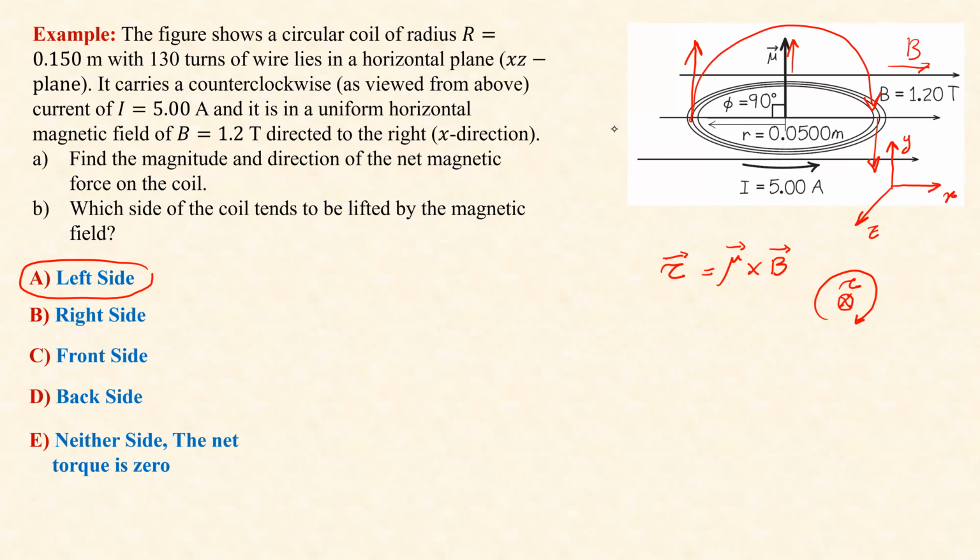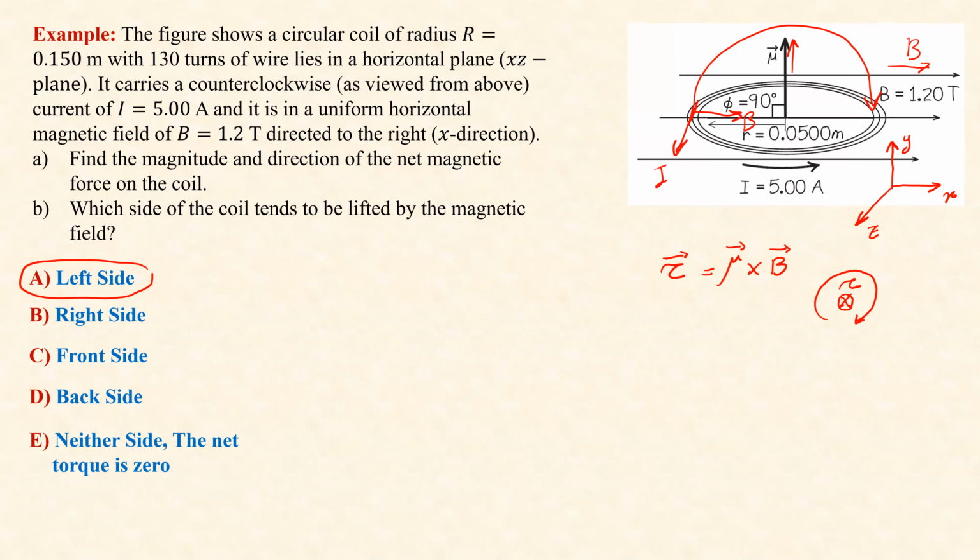So therefore, the left side is pushed up, the right side pushed down. All right? So the left side's pushed up because of the clockwise motion, you mean? No, because you see, if the current is going out this way, and the magnetic field is this way. So I and B, right?